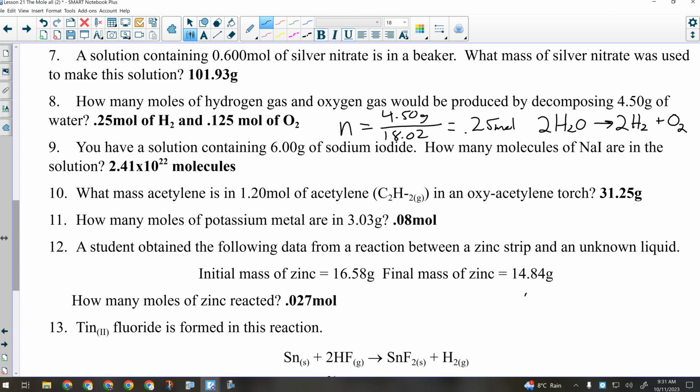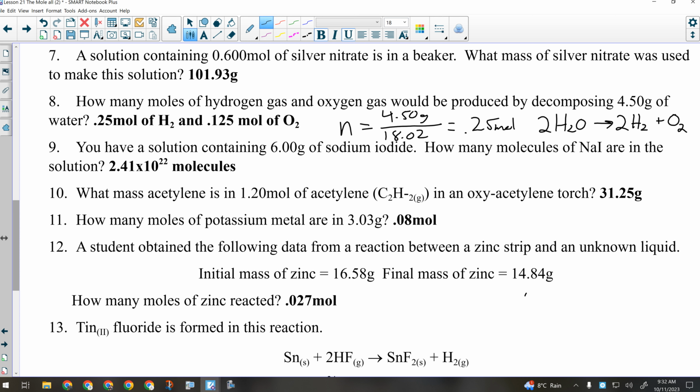Because they're 1 to 1. They're 2 to 2, but it's still 1 to 1 in the reaction, yes? But I have half as many moles of oxygen according to that reaction. Okay? For every 2 moles of water that I get, I only get 1 mole of oxygen gas. Everybody follow here? That's why, since I got 0.25 moles of water, I must have 0.25 moles of hydrogen gas at the end, and 0.125, half of that, moles of oxygen.